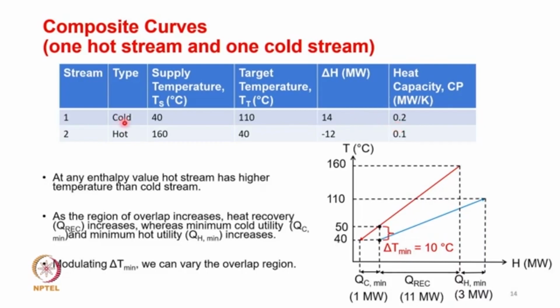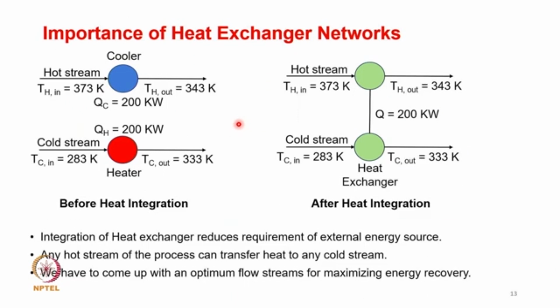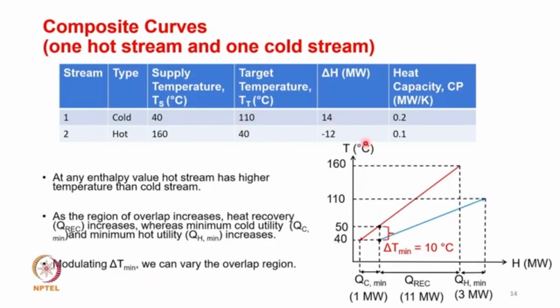0.2. And let us look at a hot stream whose temperature is to be brought down, which has a supply temperature of 160 and a target temperature of 40. Fine. So, of course you can pass them through a heat exchanger in a particular sequence, and this would result in the heat transfer.